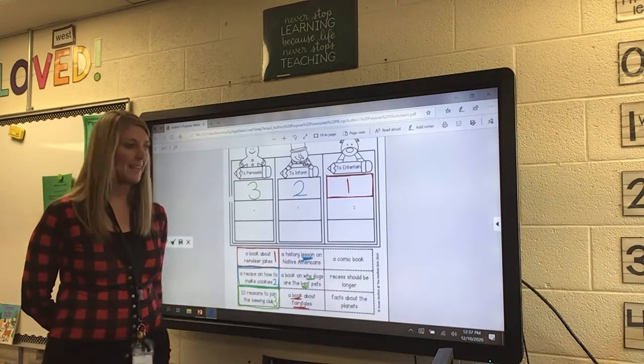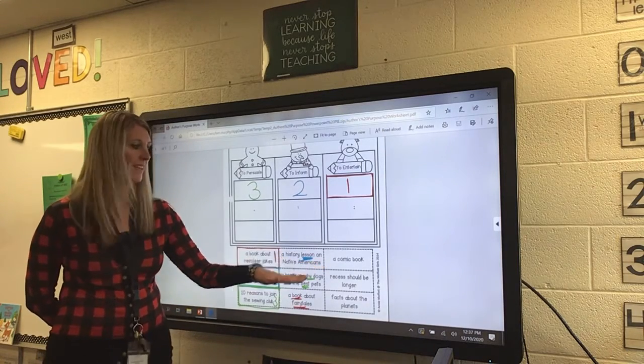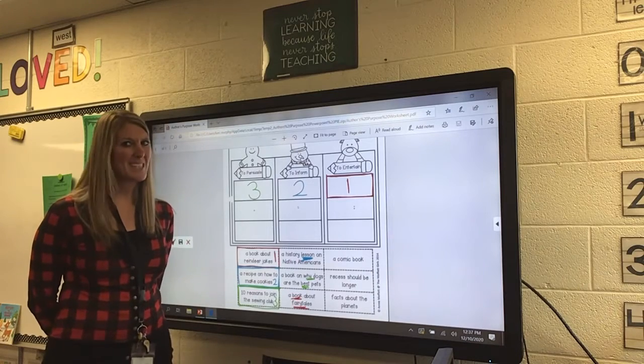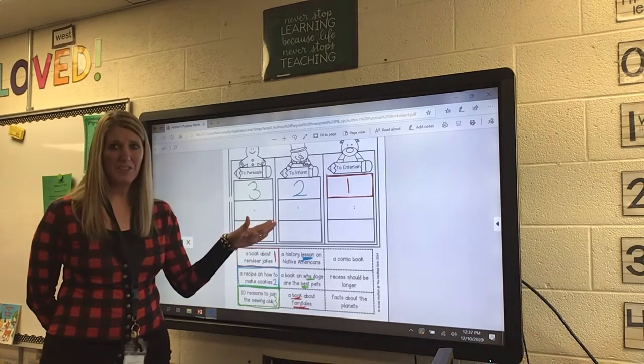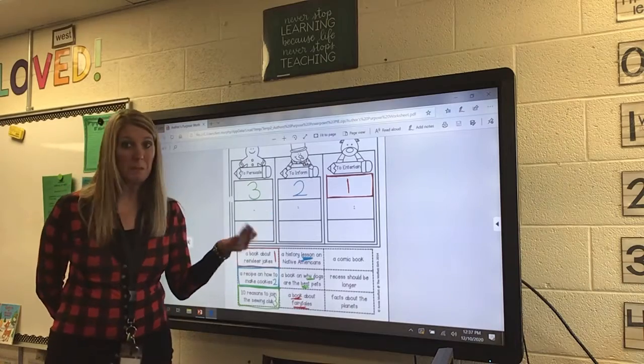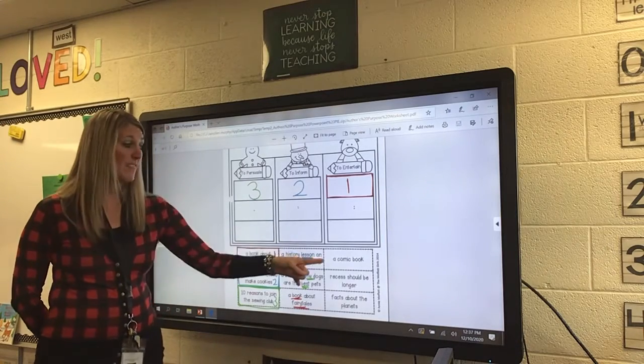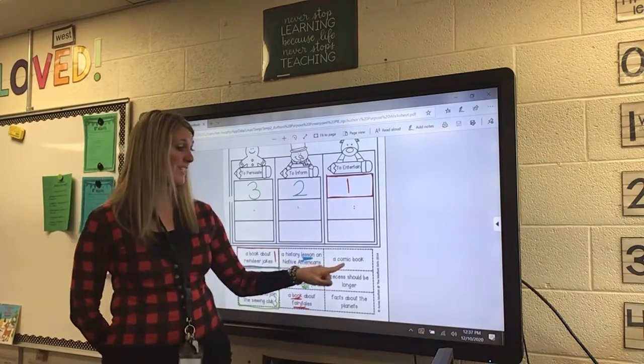Now in the last one, this one says a comic book. So if you read a comic book, it doesn't really give you fact and information, and they're not trying to persuade you to believe or think something. So I think that one is also to entertain.